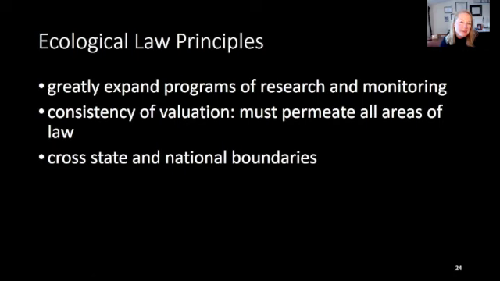And of course, because moose know no boundaries, both in the United States and across the Canadian border, a border I cannot wait to cross this summer, this is going to be the third principle that we've discussed.